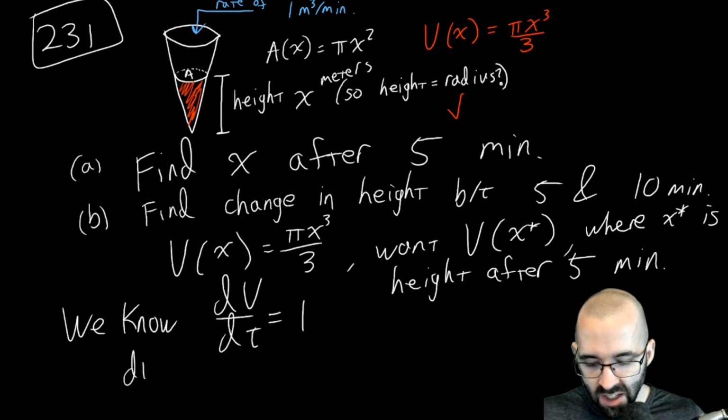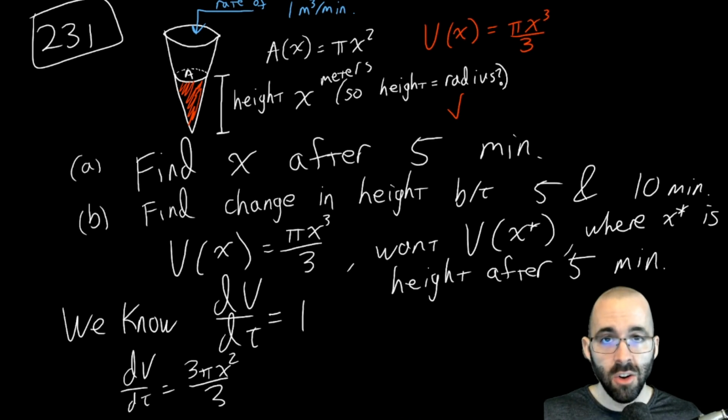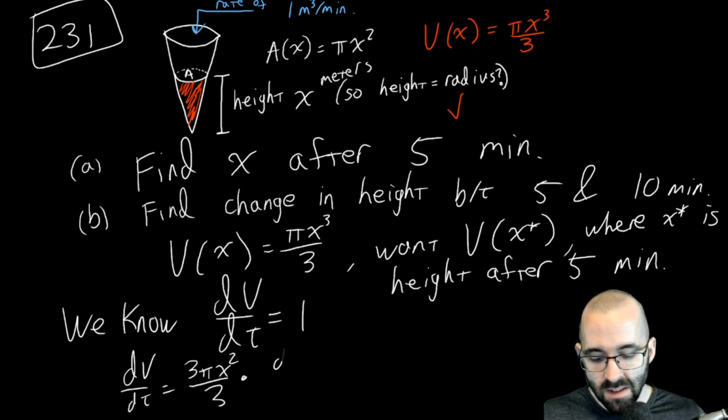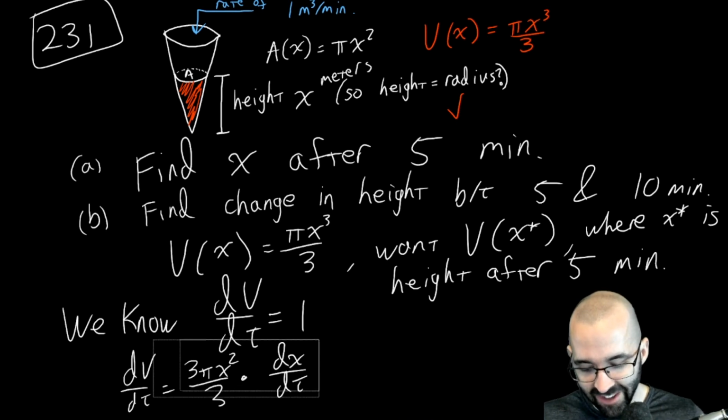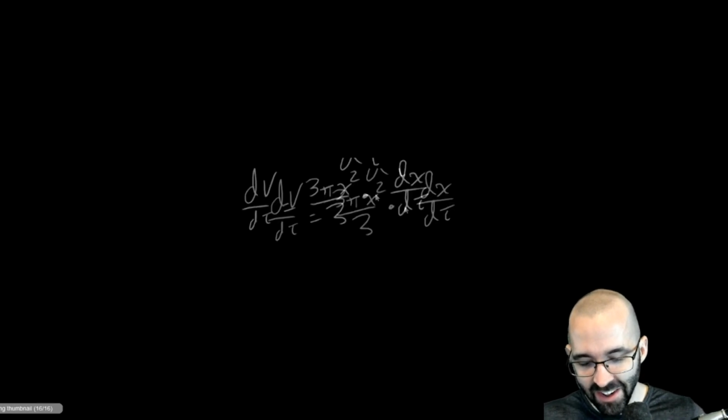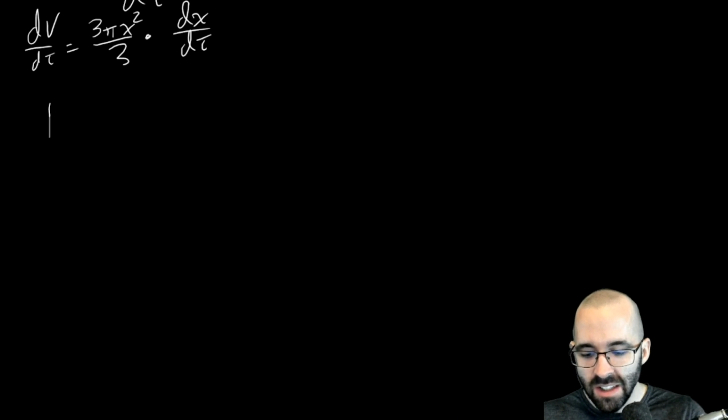We're going to get the left-hand side is dV/dt. And the right-hand side, implicit differentiation, the 3 comes down and cancels. 3 pi x squared over 3. But because we're taking the derivative with respect to time, not x, chain rule says dx/dt comes right here. All right, let's see where this takes us, because I've got no clue right here. And then we know dV/dt is 1.